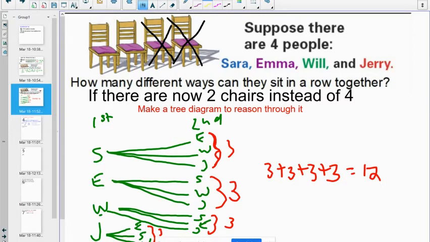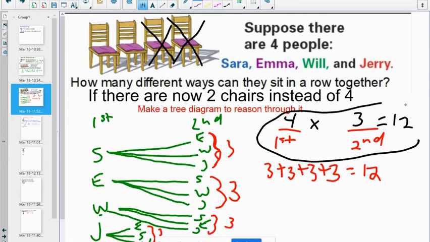And another way of doing this, which is what we're about to be teaching you guys, is a shortcut that's kind of similar to what we were just doing, where we have that first chair and our second chair here. And we're doing the same process, where if we haven't picked anyone, we still have 4 people to choose from. And then for that second chair, we have 3 people because we already picked one. And 4 times 3 is 12. So I just made that tree diagram to help you guys reason through it. But essentially, this is what we're going to be moving towards in the next pages to come.